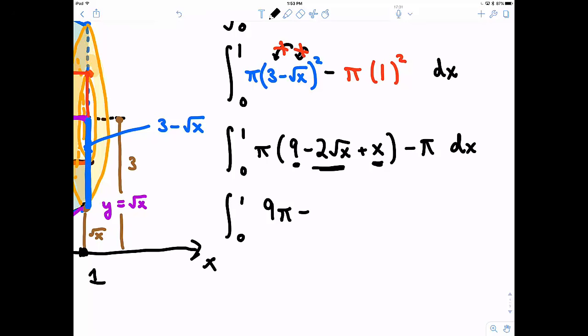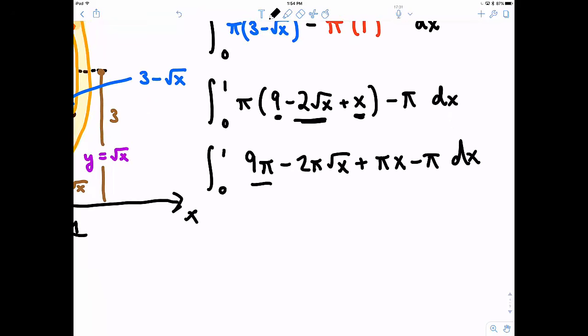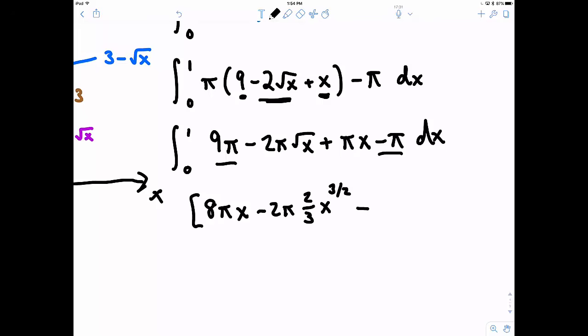Okay, so let's expand this out one more time. So we get 9 pi minus 2 pi root x plus pi x minus pi dx. Now notice we can actually simplify this a little bit more. So I'm going to try to do two things in one. I'm going to try to integrate and simplify that down. So that's going to be 8 pi, and when I integrate with respect to x, I get an extra x. Now when I integrate the root x, we get 2/3 x to the 3/2. And now when I integrate pi x, I get pi over 2 x squared. And again, we're integrating that from 0 to 1.